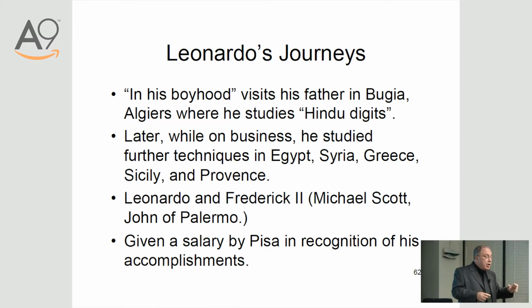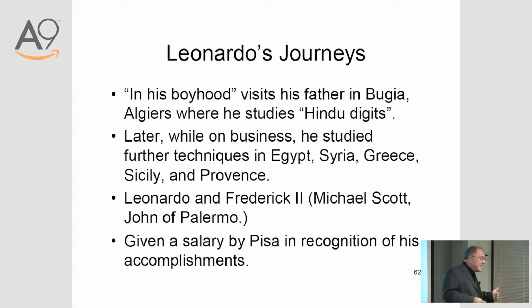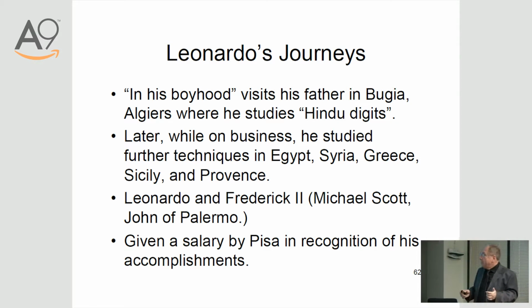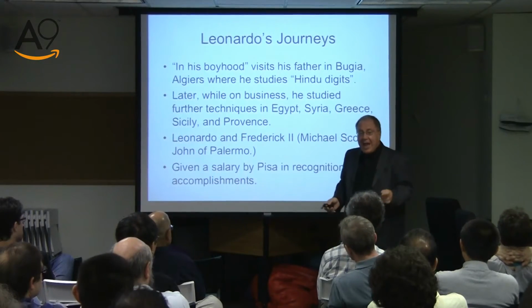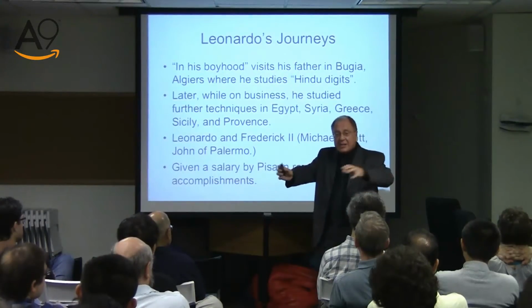goes there, learns Indian numerals. And then he becomes a trader, probably, we don't know. But again, he writes that he visits lots of places. Egypt, Syria, Greece, Byzantium. Sicily. Sicily is a very major, we'll see in a second, very major cultural and political center at the time. Provence, he travels all over and keeps assembling mathematical facts.